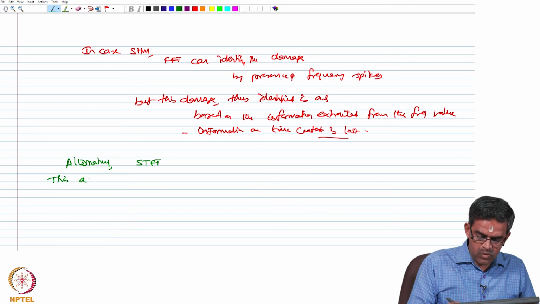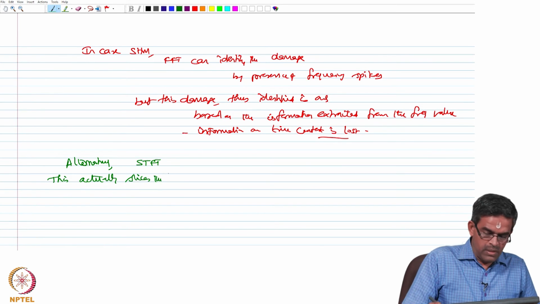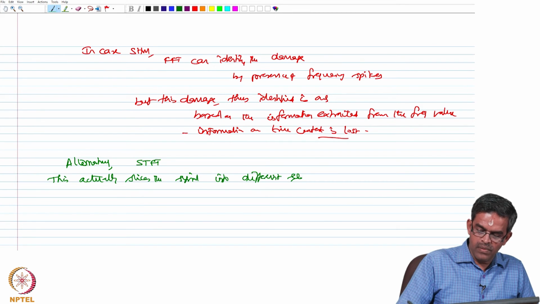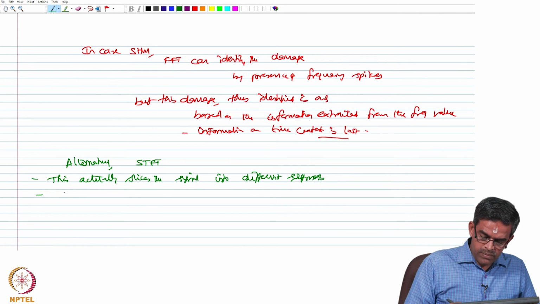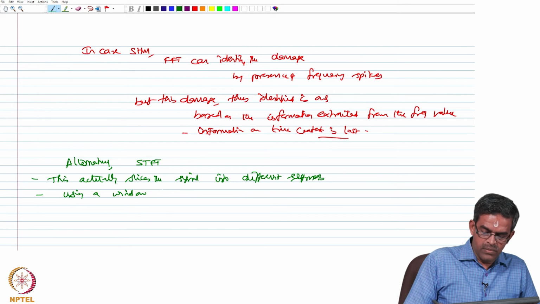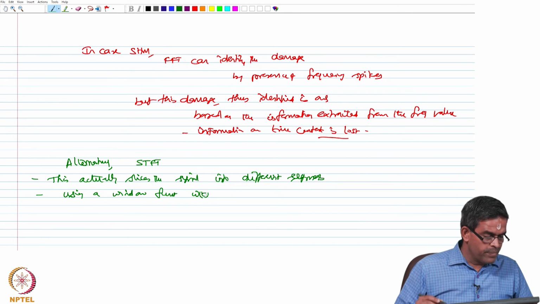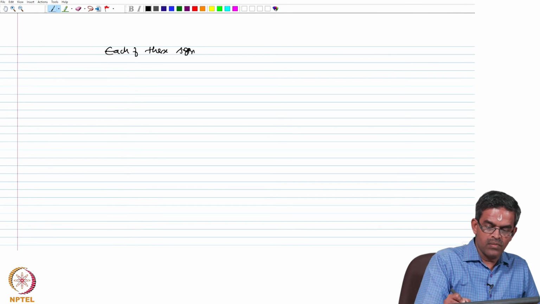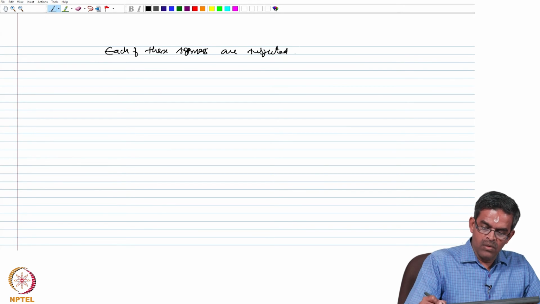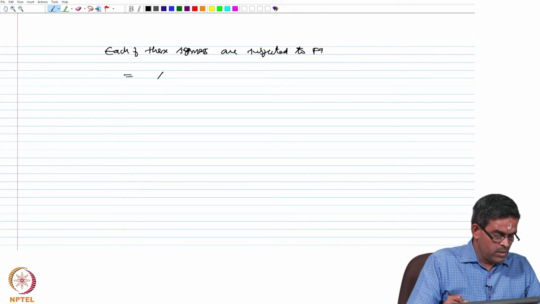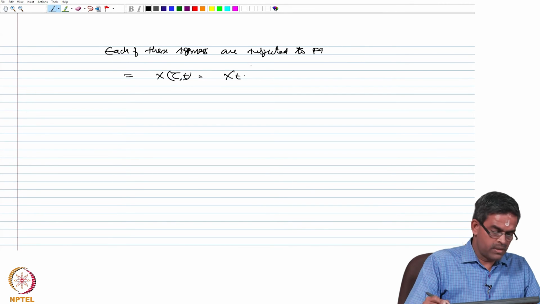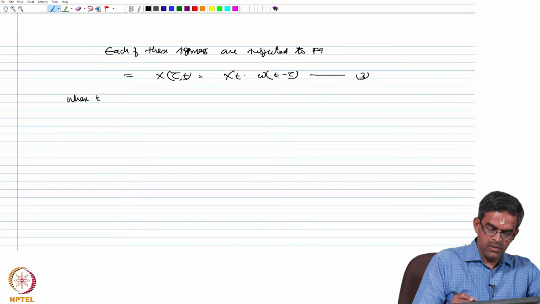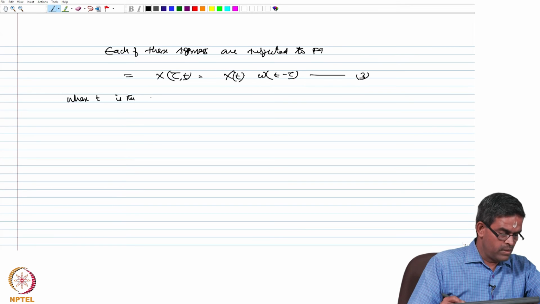What does it do? This actually slices the signal into different segments. How is this done? This is done using a window function omega of t. Now, each of these segments is subjected to Fourier transform, which is equal to x of tau comma t will be x of t omega of t minus tau, where omega of t is the window function.